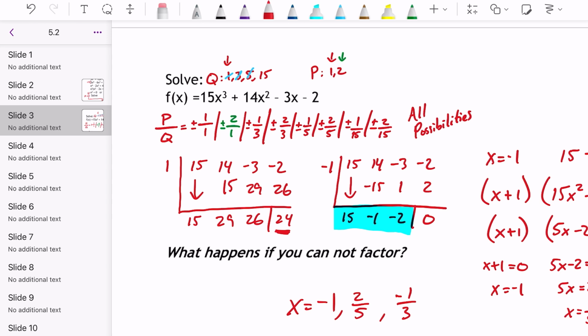Now, keep in mind, as we found these answers, these three answers are a part of all of the possibilities. If we take a look at negative 1, notice negative 1 would be right here. Notice it says positive or negative 1 over 1. We are looking at the negative 1 side of it. 2/5 and a negative 1/3. So our answers are within the possibilities, so we know that we did get the correct answers.